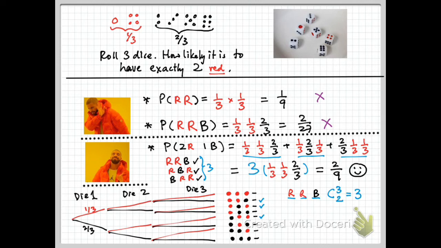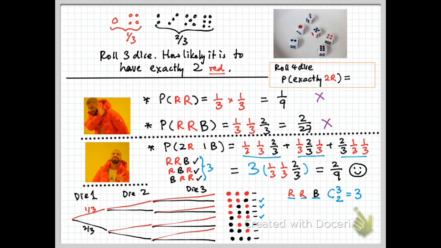So let's take another example similar to this one to see whether you learned from it. What if, instead of 3 dice, I roll 4 dice? How likely is it to have exactly 2 red? We can have an extra bonus question here for you to think about. If I roll 4 dice, what is the probability of having exactly 2 red? Think about that.